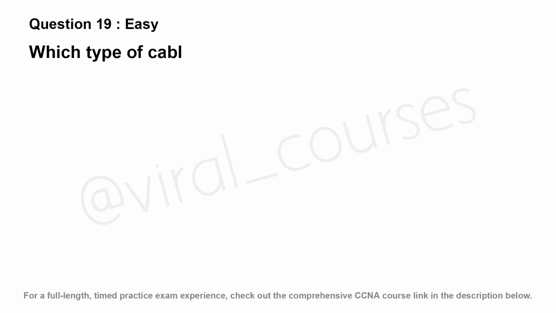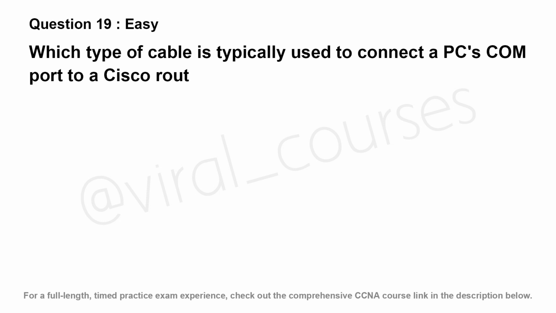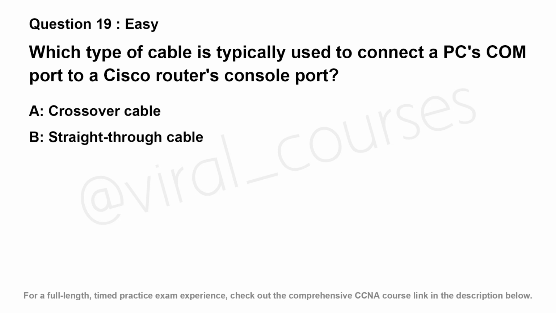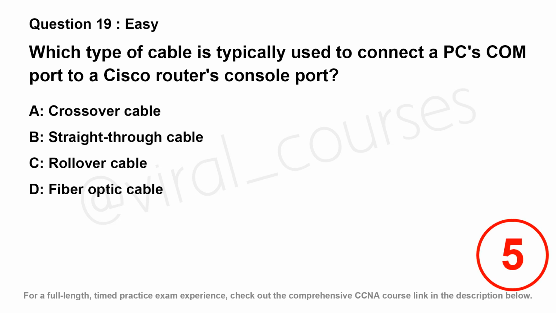Which type of cable is typically used to connect a PC's COM port to a Cisco router's console port? Option A. Crossover cable. Option B. Straight-through cable. Option C. Rollover cable. Option D. Fiber optic cable.